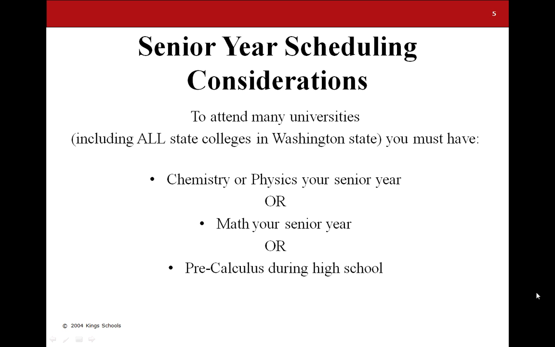State colleges in Washington require that you have a math or algebra-based science, which is chemistry or physics, in your senior year unless you've taken pre-calculus. If math and science are not your strong subjects, you'll want to look ahead and make sure you can meet this requirement. It might mean that you save chemistry for your senior year or pace yourself in other math courses. If you have questions about what the right choice for you might be, stop by and talk with Mrs. Young.